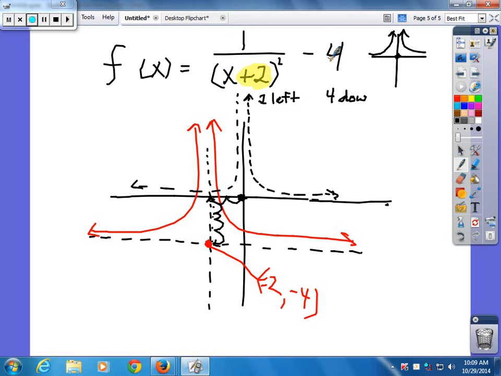So, does the same thing apply that you learned back in Unit 1? Yes. Everything applies.